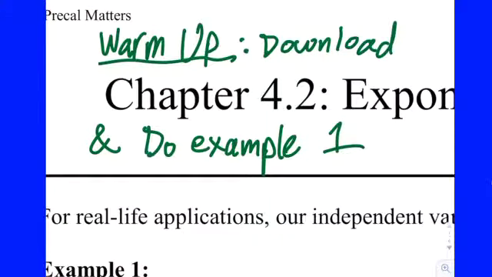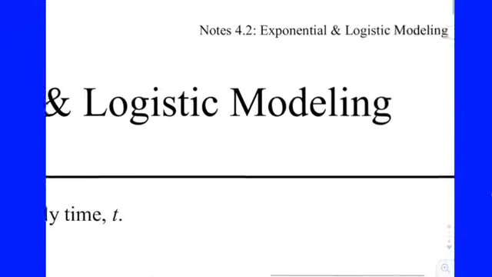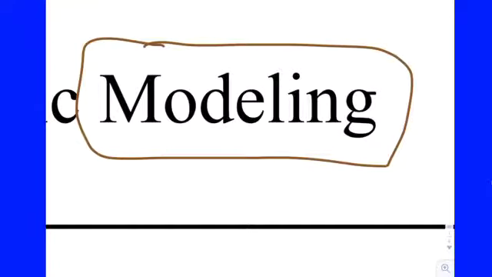4.1 was all about learning about exponential functions, what they were, what their graph looks like, their characteristics, their properties. But 4.2 is now putting them to use, right? And whenever you put something to use, applying a mathematical equation to the real world, it's called mathematical modeling, right?